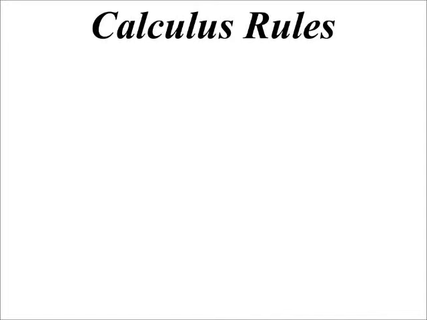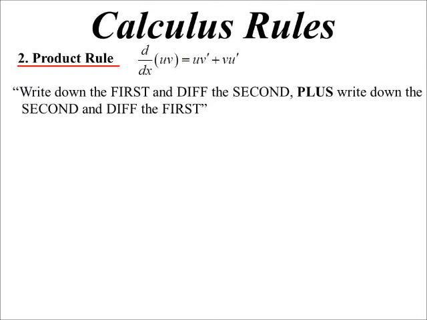The next rule that we look at is what we call the product rule. That's what we use when we have two functions multiplied together. The formal definition is that: differentiate uv, where u and v are two functions, and you get u v dash plus v u dash. Much easier to think of it this way: write down the first and diff the second, plus write down the second and diff the first. That's the product rule.